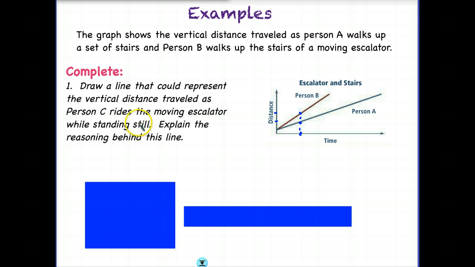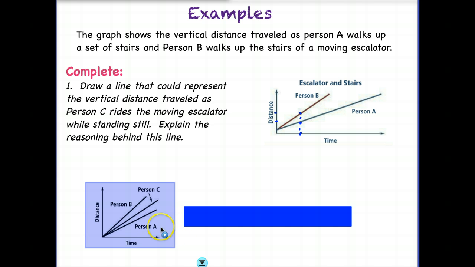So we're going to draw a line that could represent the vertical distance traveled as person C. So now we have a new person, rides the moving escalator while standing still. So he is also going on the escalator, but he is not walking. He is just standing still. And then we want to explain the reasoning behind our line. So again, think about this, what that line would look like compared to person A and compared to person B.